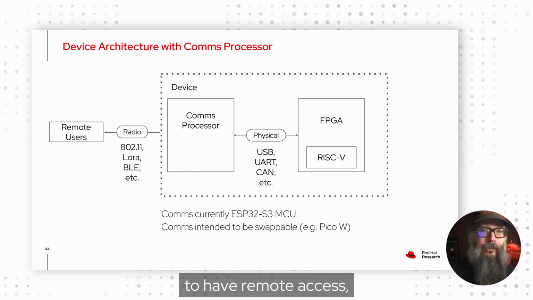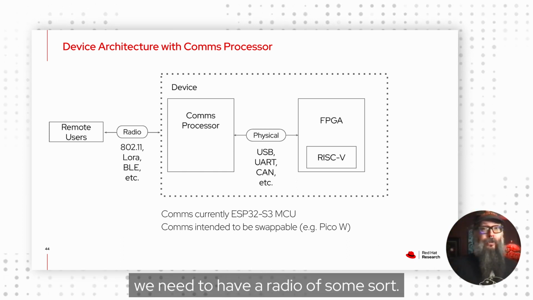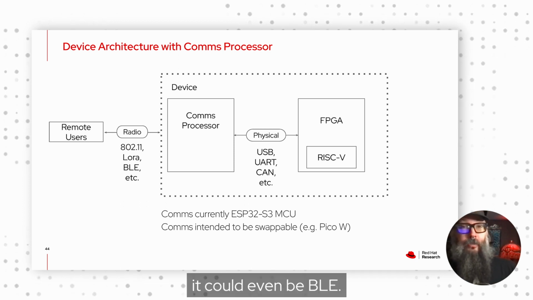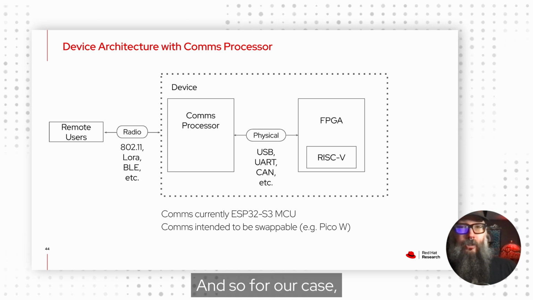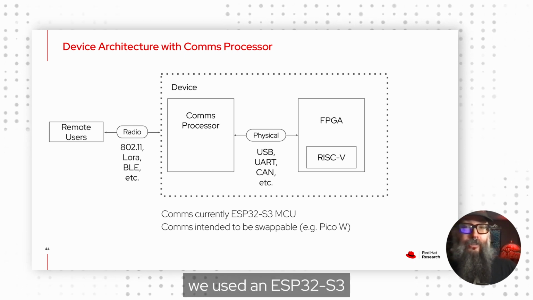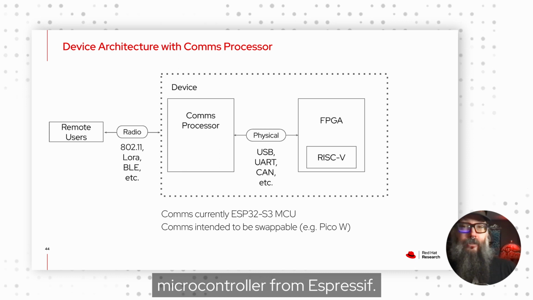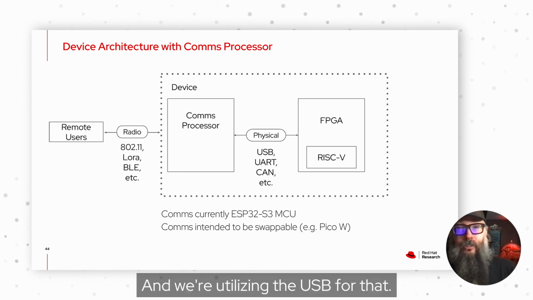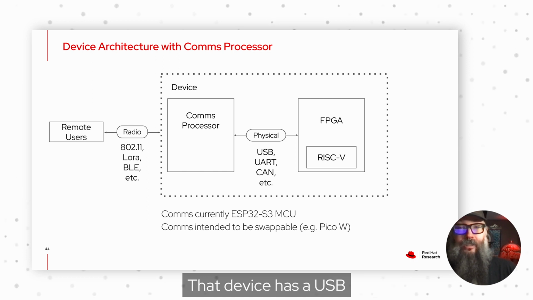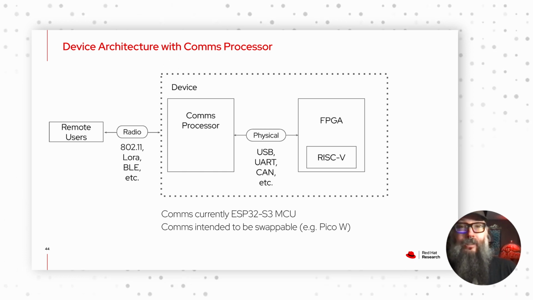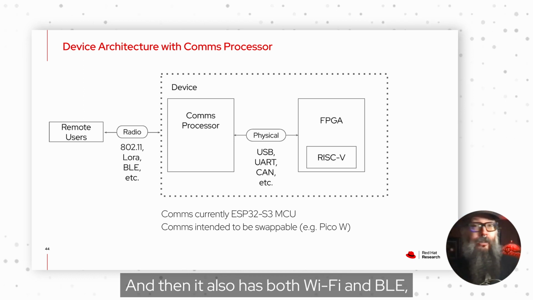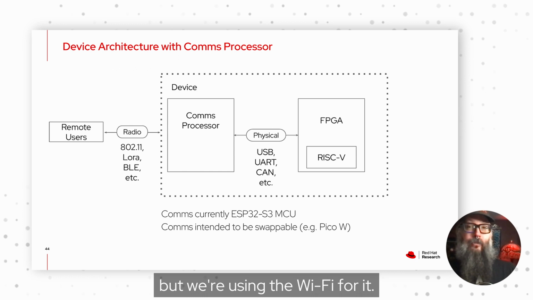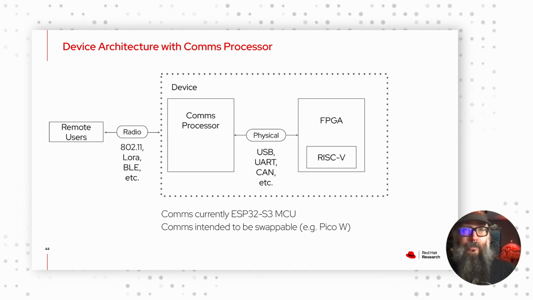Beyond that, in order to have remote access, we need to have a radio of some sort. That could be Wi-Fi, or LoRa, or even BLE. For our case, we used an ESP32-S3 microcontroller from Espressif, and we're utilizing the USB for that. That device has a USB host controller built in, and it also has both Wi-Fi and BLE, but we're using the Wi-Fi.